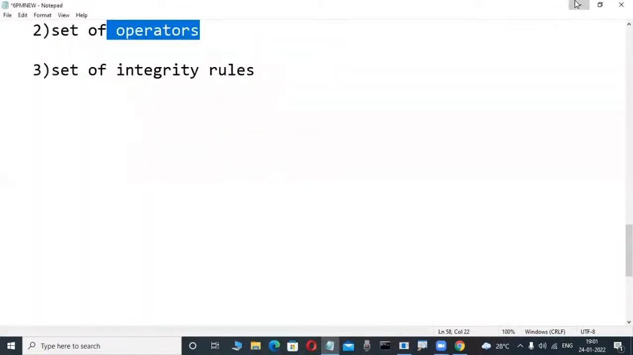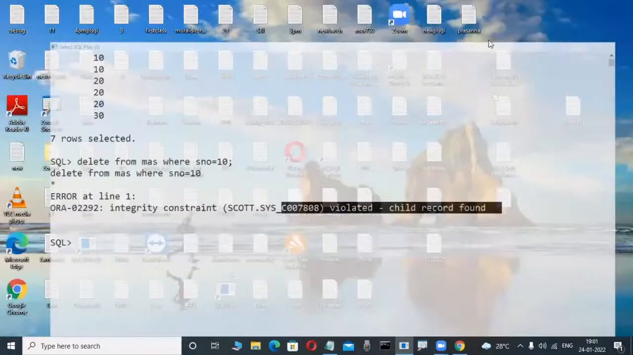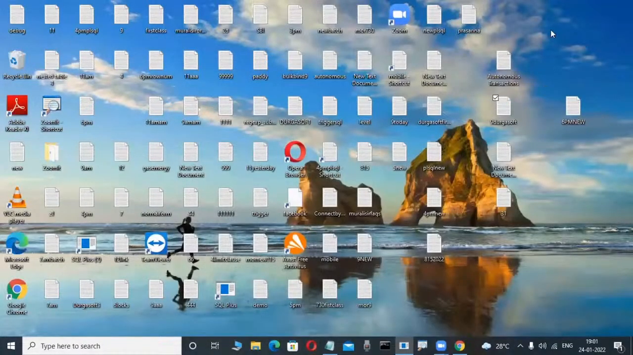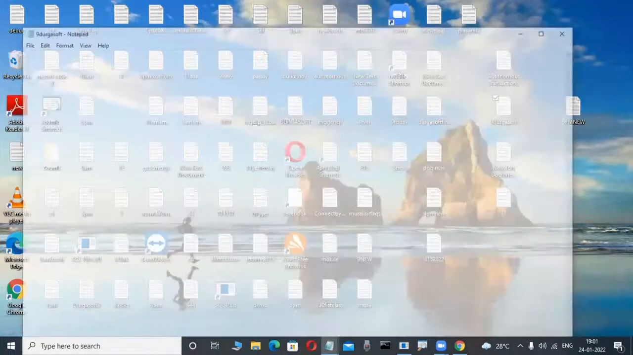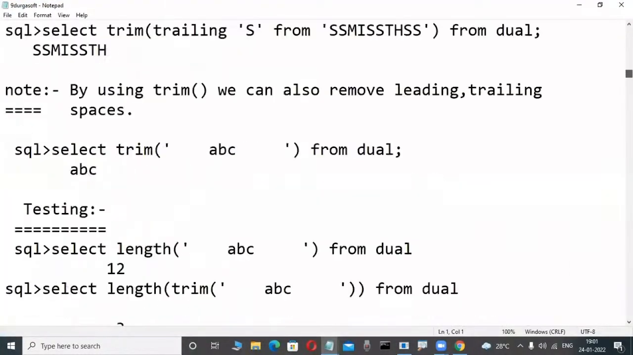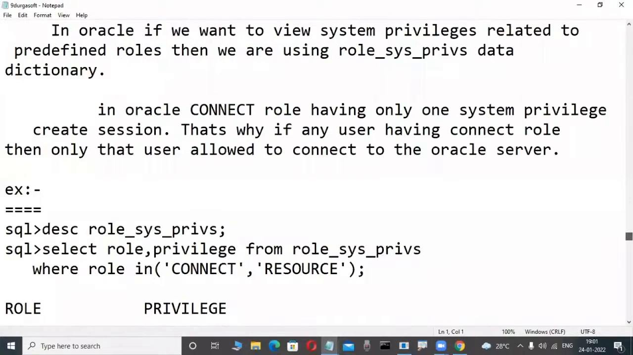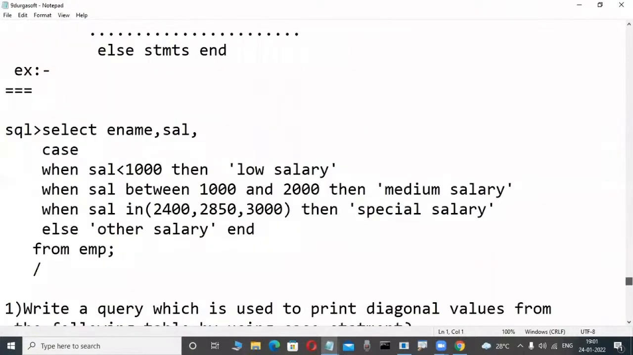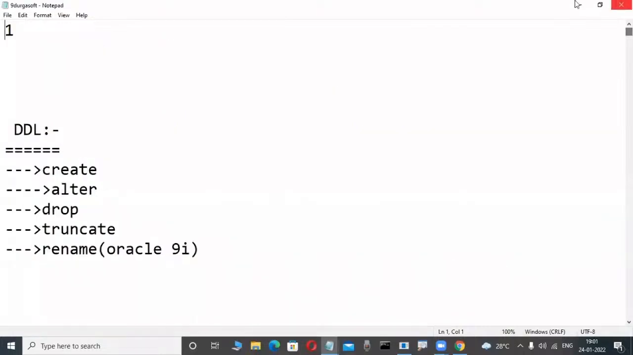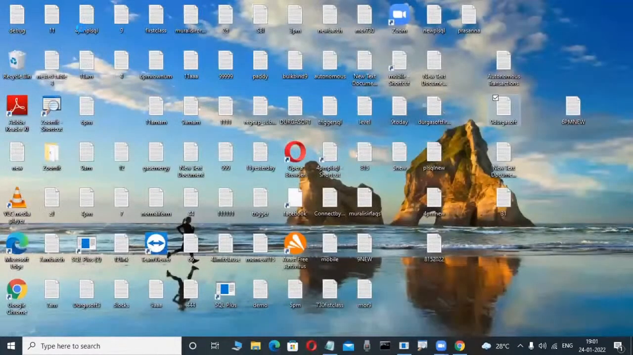That's why in our course we learn these types of concepts. SQL means big concepts: inserting, updating, deleting, dates, functions, joins, constraints, subqueries. So much syllabus: views, indexes, synonyms, hierarchy. So many things are there. Again, PLSQL means other concepts.